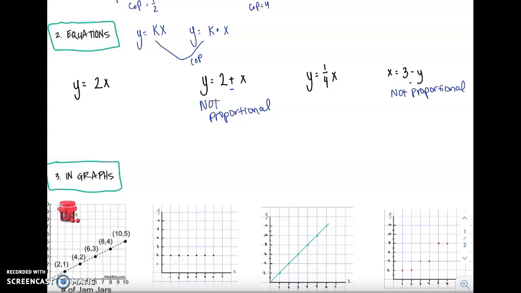And if I look at my other 2 equations, y equals 2x, this looks exactly like the format, and then y equals 1/4 x. Looks just like my format, so these 2 equations are proportional.